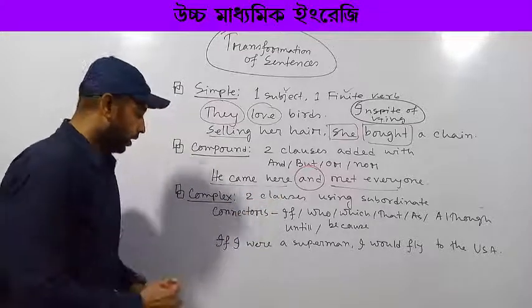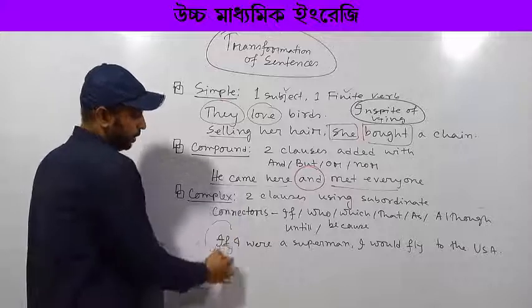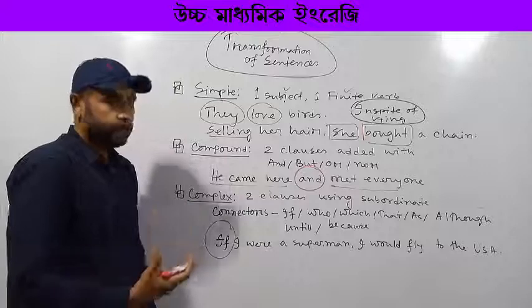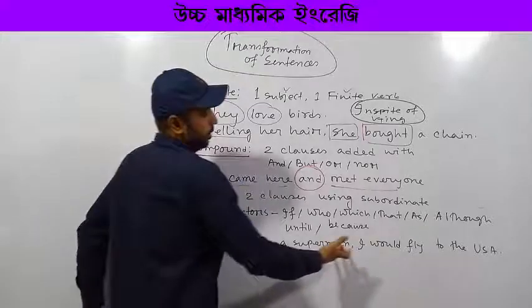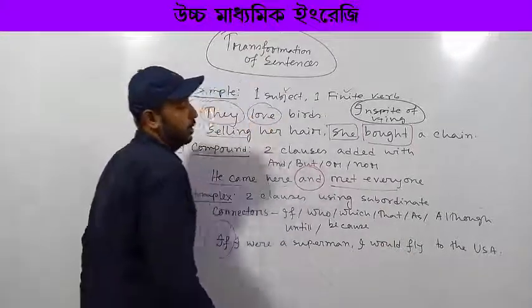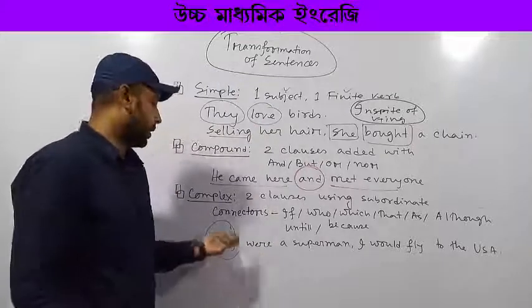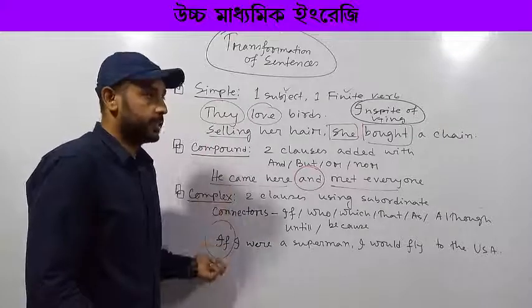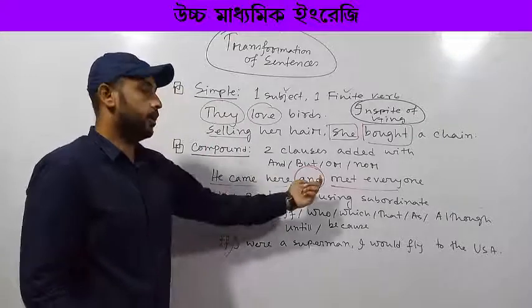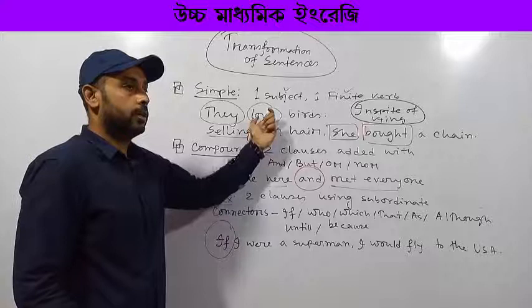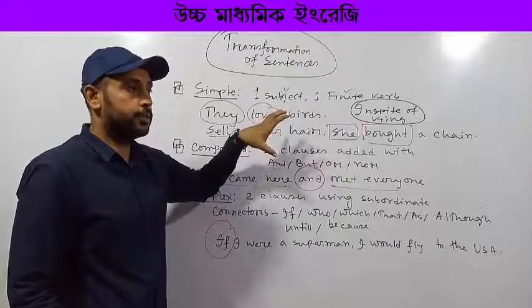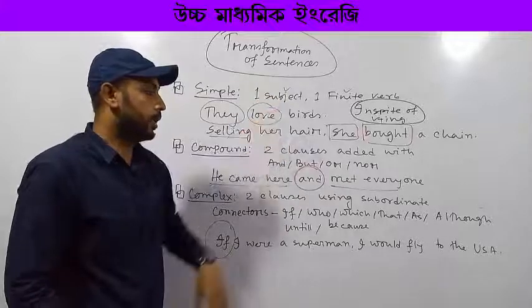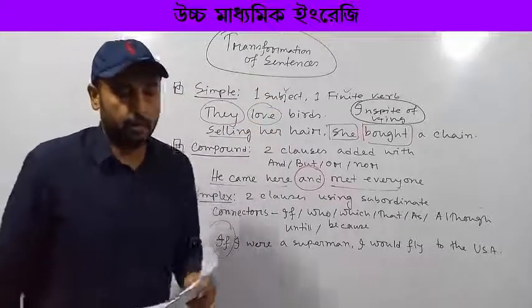For example, if I were a Superman, I would fly to the USA. So if I were a Superman, this is a clause, and I would fly to the USA, that is another clause, but here we have got the sign or connector of a complex sentence, that is if. Here there is no if, there is no and. That means there is no sign of complex sentence or compound sentence, that's why they are simple sentences. Clear? Okay.